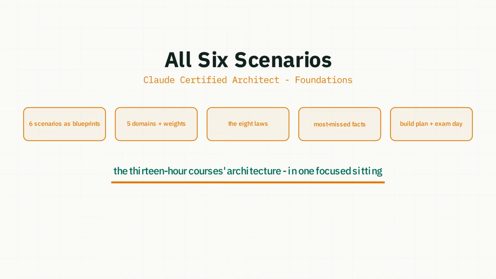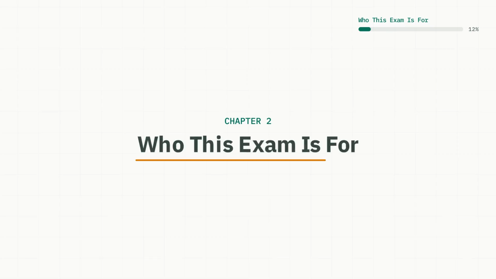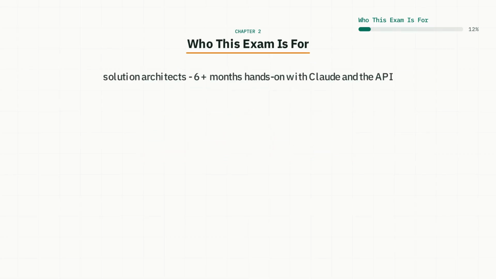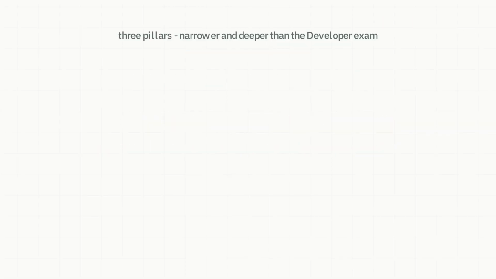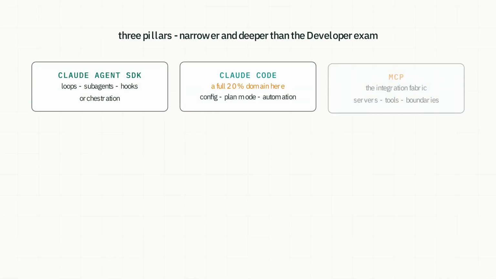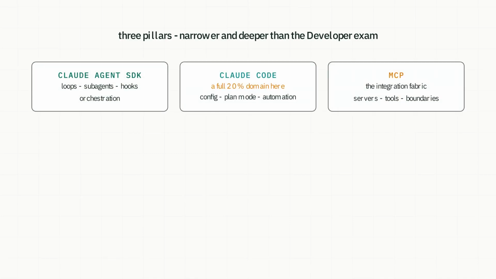Let's begin. Chapter 2, Who this exam is for. Anthropic's target: solution architects with at least 6 months of hands-on experience building with Claude and the Anthropic API. But the honest definition is a mindset, not a title. The developer exam asks, can you make it work? This exam asks, should it work that way at all? Every question puts you in the moment after something was built, or while it's being designed, and tests the judgment call.